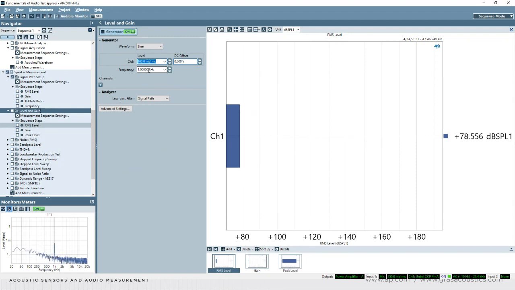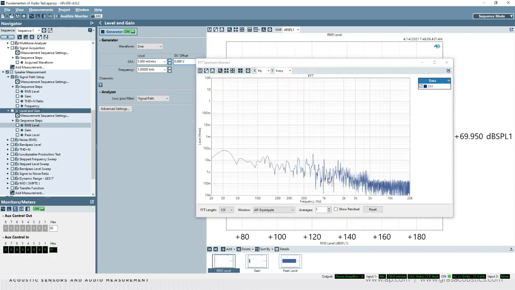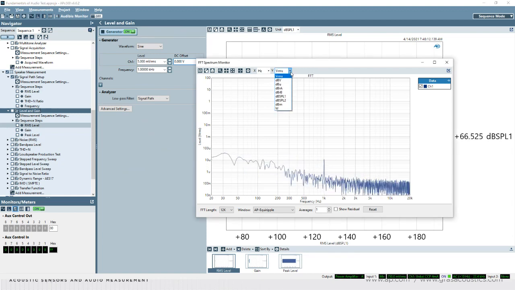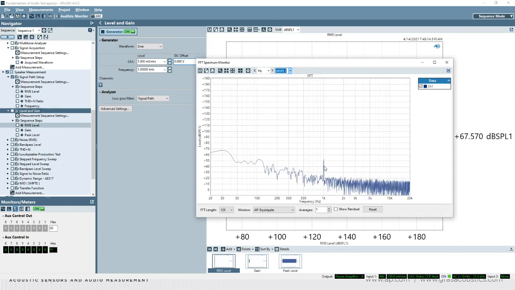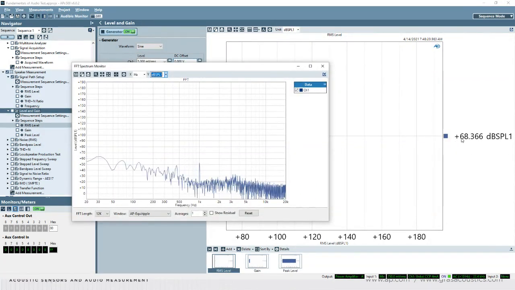Now, one thing to realize is right now, this includes not just the level of the test signal, but also the level of all the ambient noise. And if I turn this down enough, you'll notice that if I look at my FFT spectrum monitor and I stop talking for a moment, you can clearly see the fundamental is present, but in this level measurement, which has no bandwidth constraints, it is being swamped by the ambient noise.